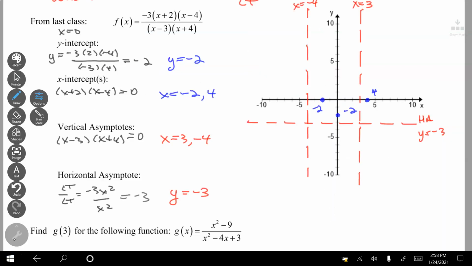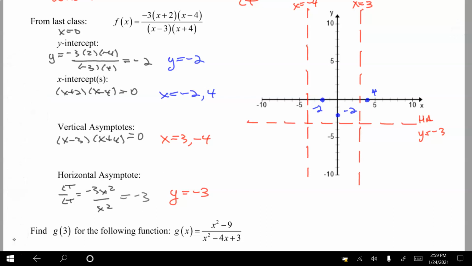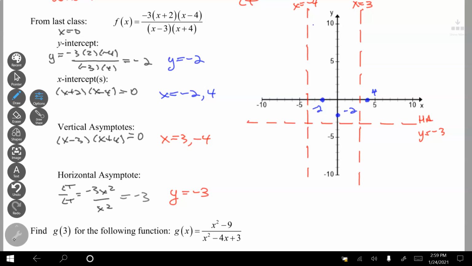So we did all these features: the y-intercept using x equals 0, the x-intercepts come from the numerator, the VAs come from the denominator, and our horizontal asymptote is leading term over leading term. We got our red dashed lines for the asymptotes and the blue dots for the intercepts. And the one in the middle has to start up by infinity.